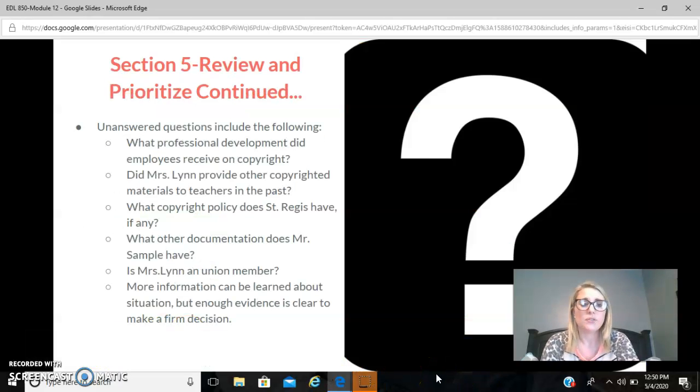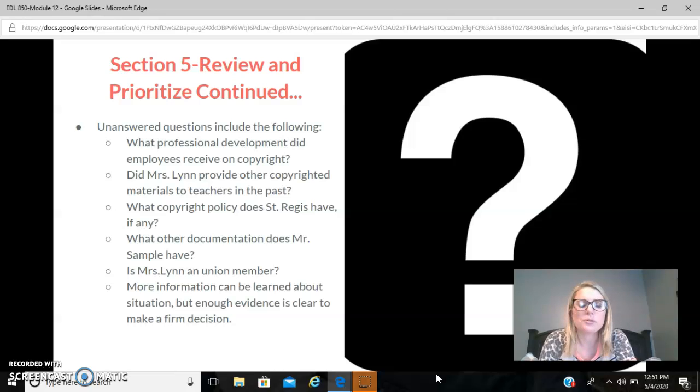Section 5 is to review and prioritize. So again, these are some unanswered questions. What professional development did employees receive, if they received any on copyright? Did Mrs. Lynn provide other copyrighted material? So is this the first time that this has happened, or has it happened in the past and the teachers were unaware that it was an infringement and it's just coming to light because of Mrs. Brandon's prior professional development and school board policy at her other school district? What policy does St. Regis have, if they have a policy?